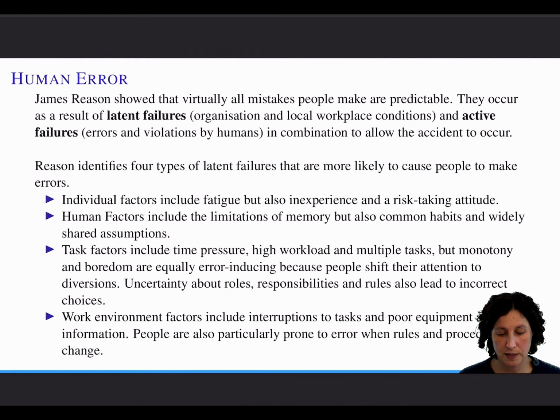Human factors include the limitation of memory, but also common habits or assumptions that we make about something which are in fact not always true. Task factors are part of latent failures. So this is again time pressure or maybe high workload, having to multitask, monotony and boredom contribute to making mistakes. Also uncertainty about who's supposed to do what.